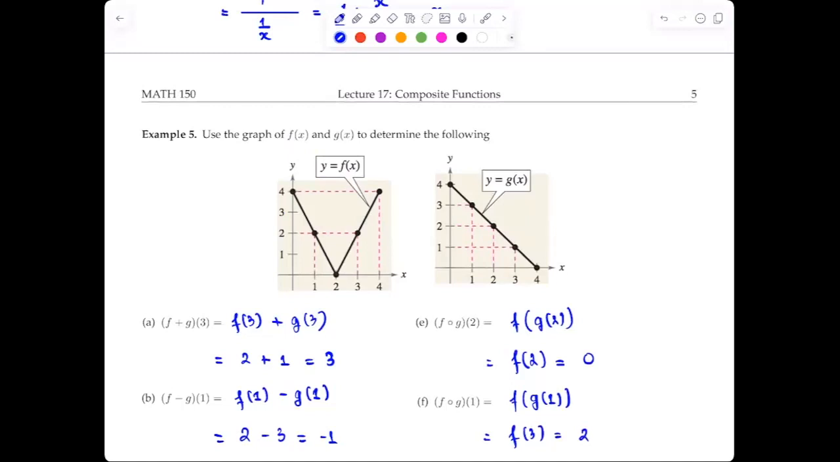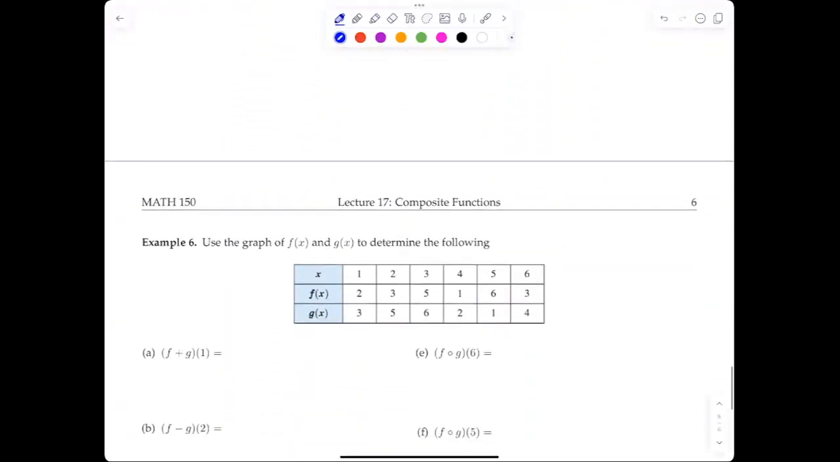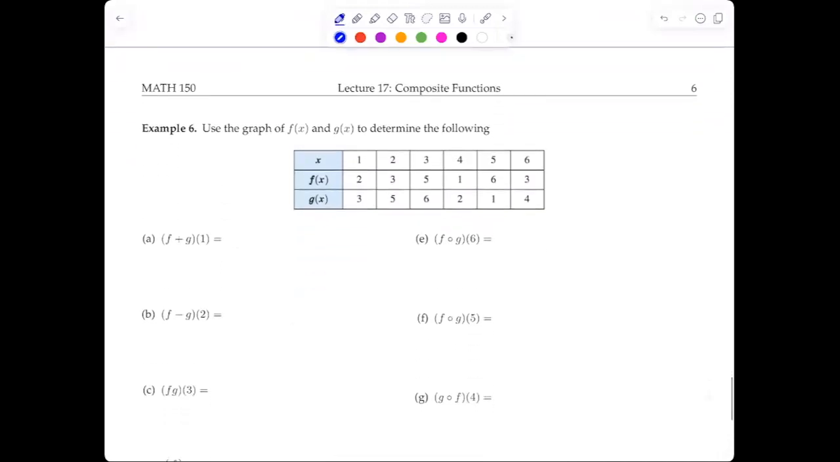Good. Any questions? Now let's move on to example 6. Now instead of graphs, you have a table of values, and we're going to do a similar exercise. We have 4 more minutes. Okay, so let me do it. So you have a table of values. The first row is for x, the second row is for f of x, and the third row is for g of x.